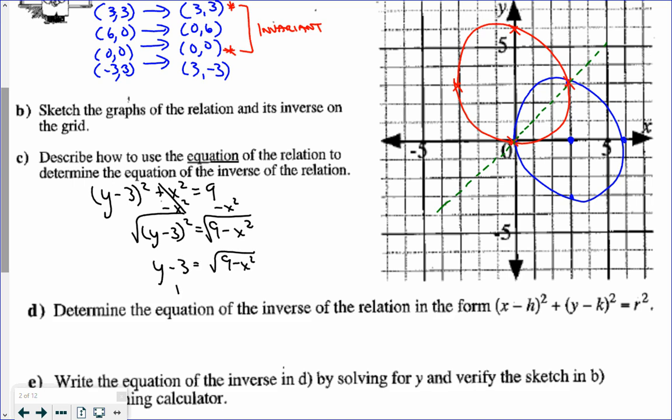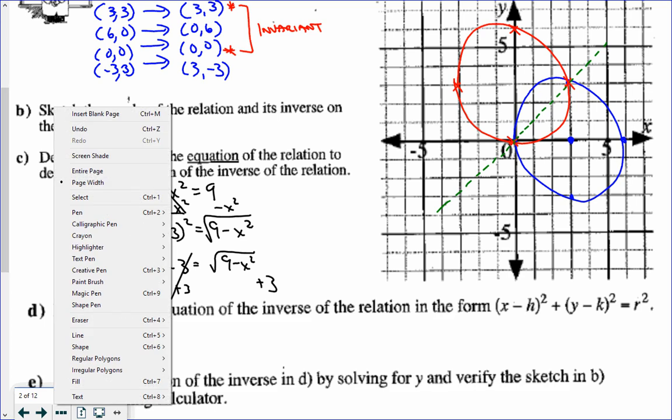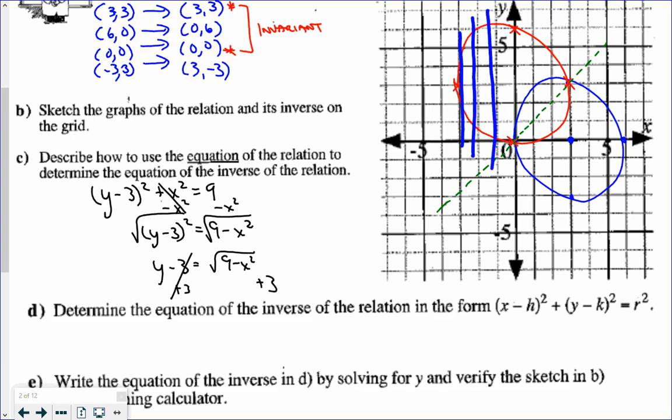And then I'm going to add 3. Now, if I look at my red graph, my red circle, if I were to draw a vertical line through it, is that a function? No, it is not. So the way I'm going to write the answer is y to the negative 1 equals.